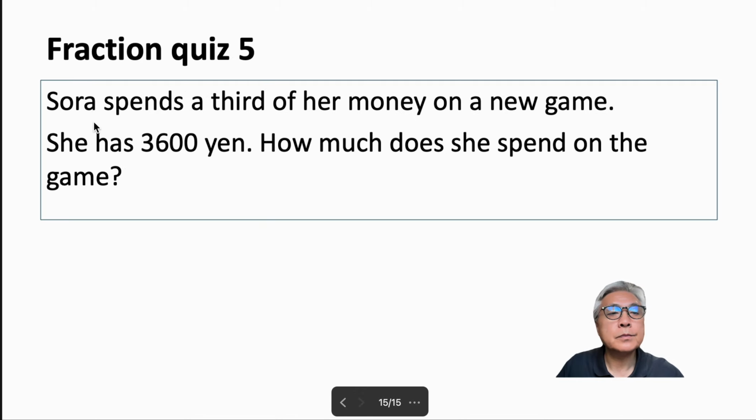Fraction quiz 5. Sora spends a third of her money on a new game. Spend, 使いました。A third of her money on a new game. ゲームを買いました。She has 3,600 yen. How much does she spend on the game?